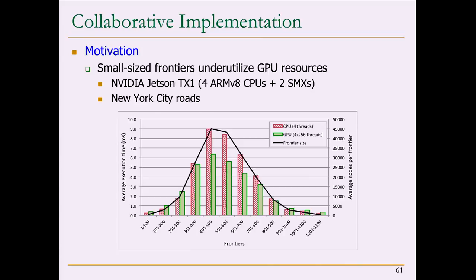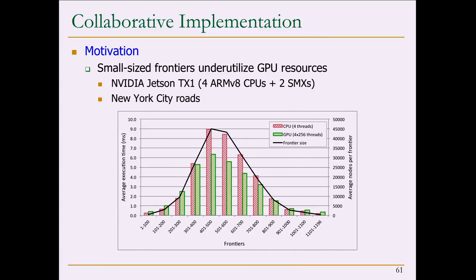Once the BFS progresses, the size of the frontier might be much bigger. Here you see one example that shows the average execution time for frontiers for a particular graph, New York City roads. The average execution time in this part of the graph and also in this part of the graph is smaller for the CPU than for the GPU, essentially because the size of the frontier at the beginning of the graph processing and at the end is very small.